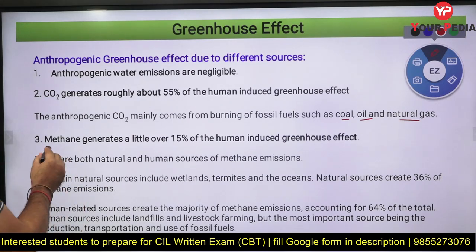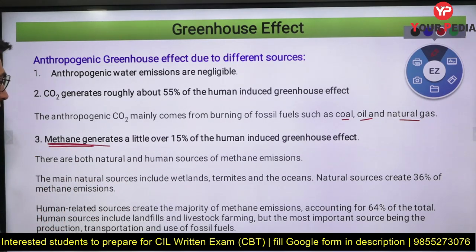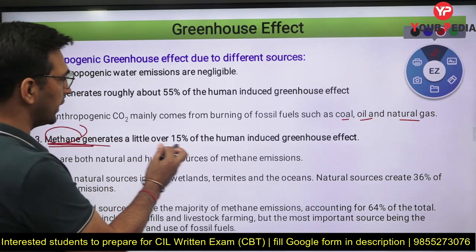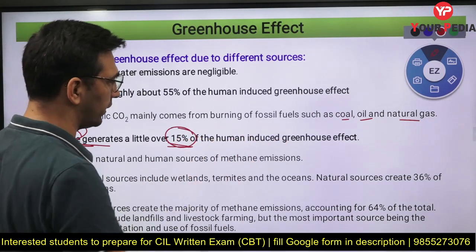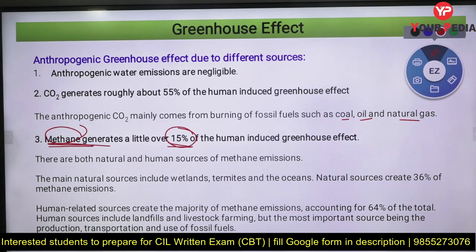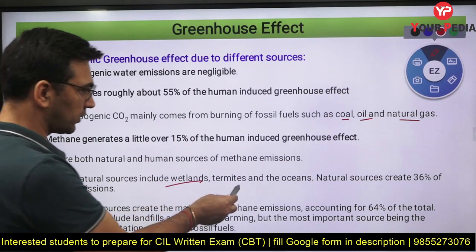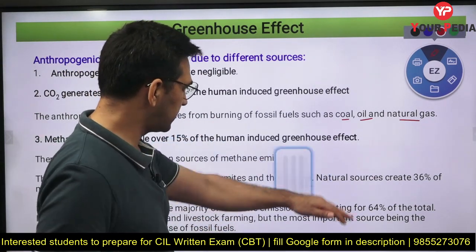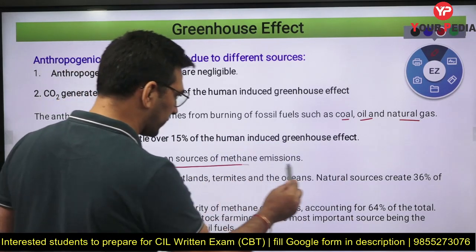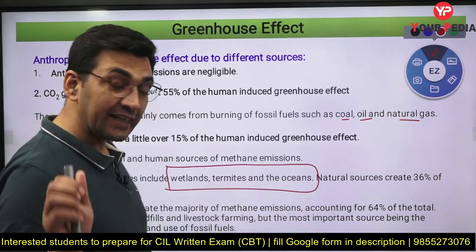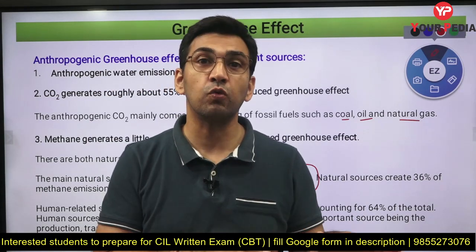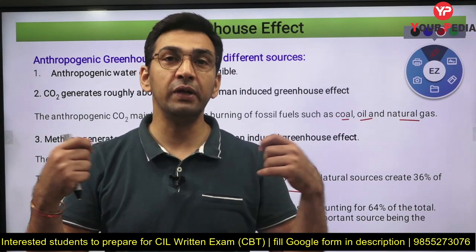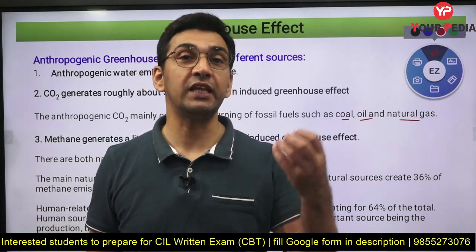Another source of the greenhouse effect caused by greenhouse gas is methane. Methane contributes roughly 15% of the total human-induced greenhouse effect. And what are the sources of methane? Just have a look: wetlands, termites, oceans. You don't need to be very specific, but just remember, wherever you have relatively larger water content, microbial activity will take place and therefore methane will be released.